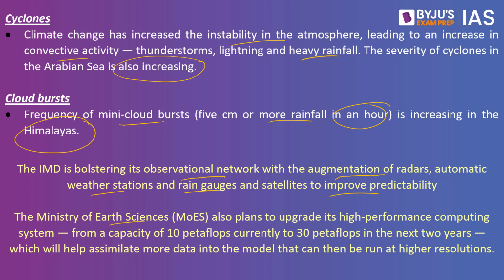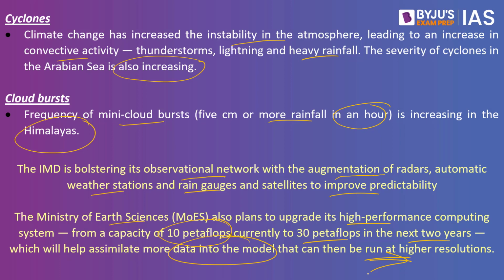The Ministry of Earth Sciences also plans to upgrade its high performance computing system from a capacity of 10 petaflops currently to about 30 petaflops in the next 2 years, which will help assimilate more data into the model that can be run at higher resolution.